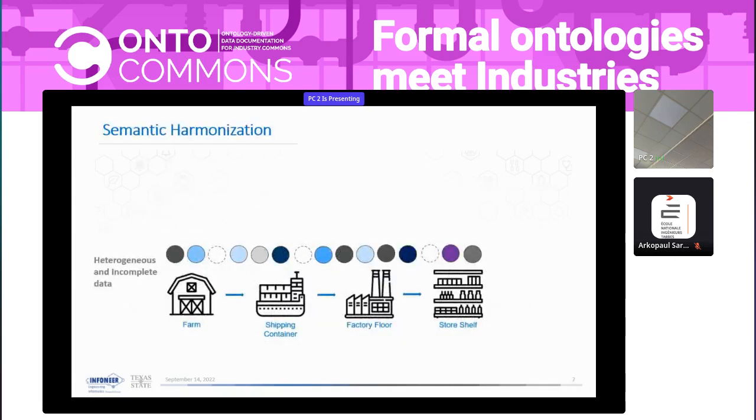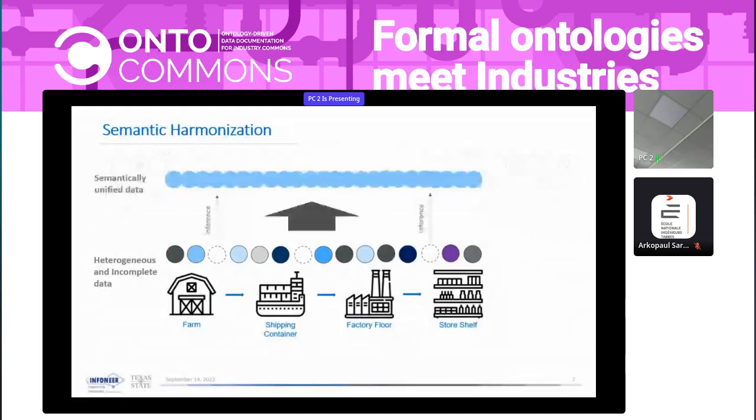So that's the current situation. Each of the players, farmers, shipping carriers, factories, or distributors, has their own information or data model and standards. So our data is fragmented, right? But if we use ontologies, hopefully we'll have a connected and coherent data set that we can query, reason over, and understand, and enable end-to-end traceability.